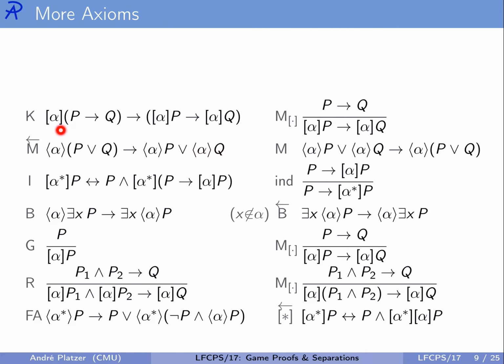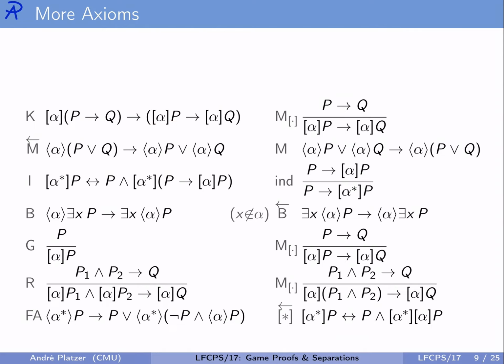All ways of running a hybrid program alpha are such that P implies Q afterwards. Then, if all ways of running the hybrid program alpha are such that P holds true afterwards, then of course all ways of running the hybrid program alpha are such that Q also holds afterward, because P implies Q together with P implies that Q is true.